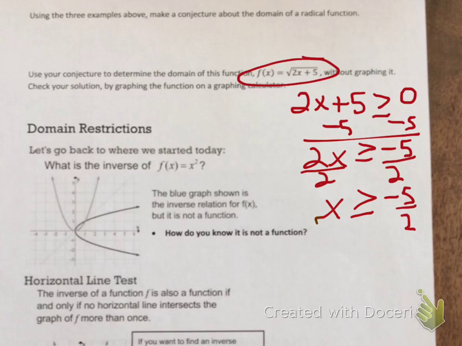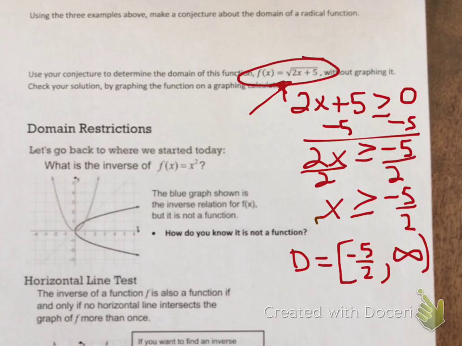So really what that tells us is that our domain would start at -5 halves, and it would go bigger than that to infinity, because all of our x values have to be bigger than -5 halves. So when we want to find the domain and we don't want to graph it, we could totally just look at what's underneath the radical and make sure that it stays positive.